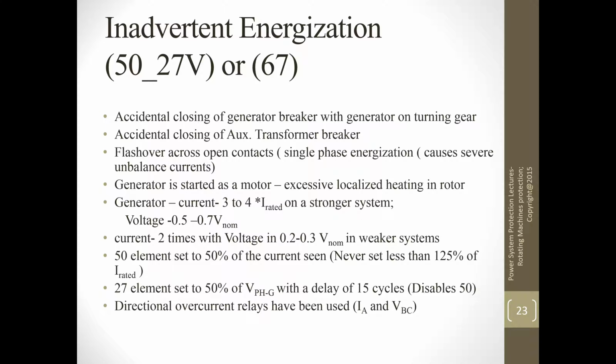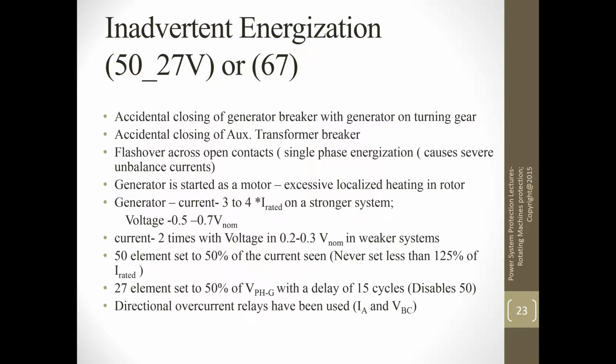For inadvertent energization, directional overcurrent relays, or 50 voltage supervised by 27, are used. This is accidental closing of the generator breaker with the generator on the turning gear. Normally during outages, generators are put on a turning gear, so it is rotating at very low speed. And then by mistake, if you close the generator breaker, you are accidentally energizing it. Flashover across the open contacts is also one of the reasons. Even though the breaker is open, it can flash over, and single phase energization takes place and produces severe unbalanced currents. So the damage is very high.